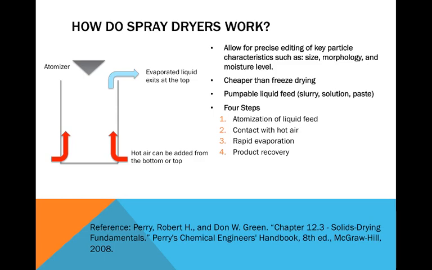A spray dryer is a device which transforms a liquid feed into solid particulate in one operation. This is done in 4 steps: atomization of the liquid feed, contact with hot air, rapid evaporation, and product recovery. Atomization of the feed is the most important step and is used to increase the total surface area of the liquid, which allows for rapid drying when the droplets come into contact with hot air.